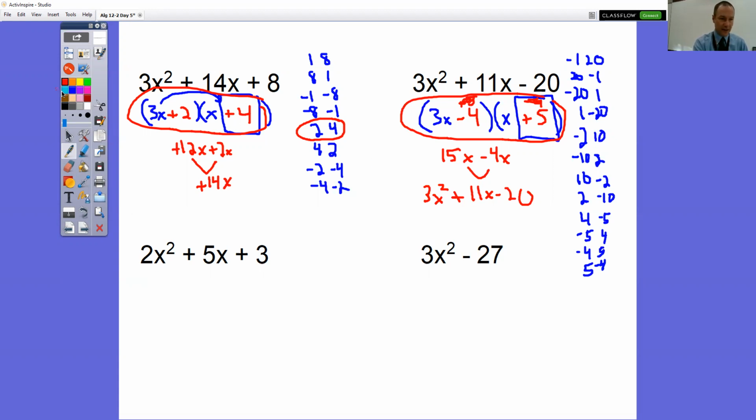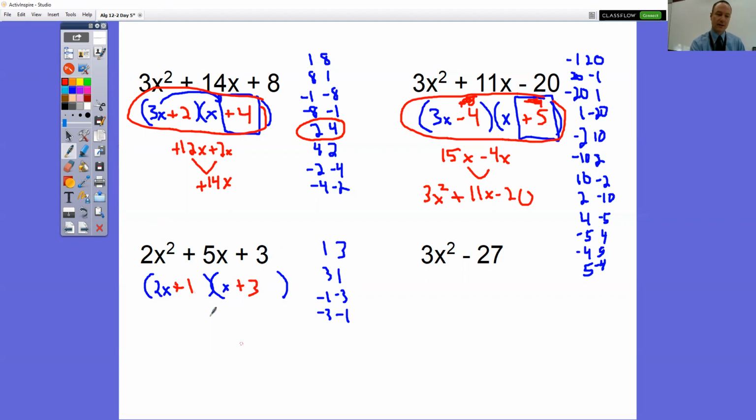Let's take a look at another one. Again, these are very, very frustrating. It's just trial and error, all right? Trial and error. So 2x and x. What times what is 3? Well, we have 1 and 3, 3 and 1, -1 and -3, -3 and -1. Those are the only combinations. So let's try one out here. Let's see if we put a 1 and a 3 here.